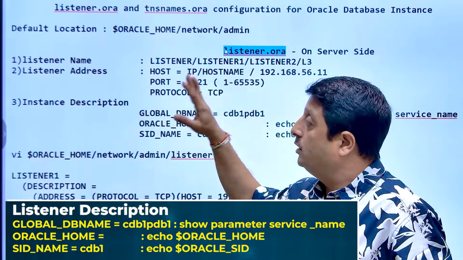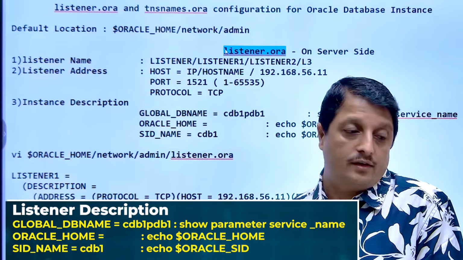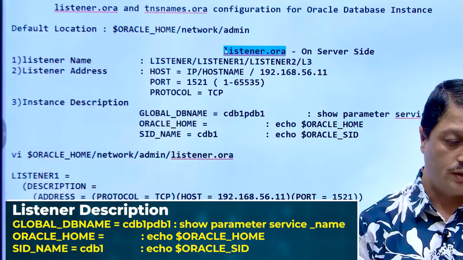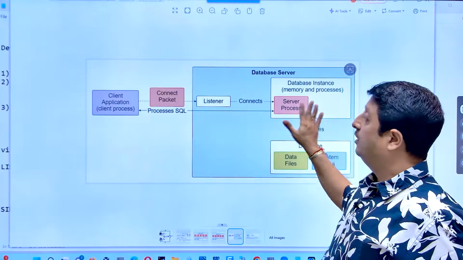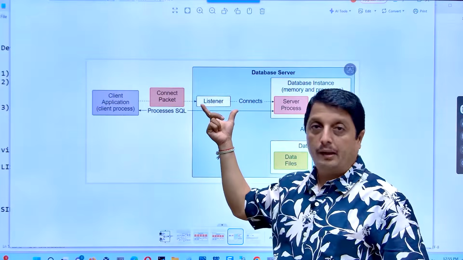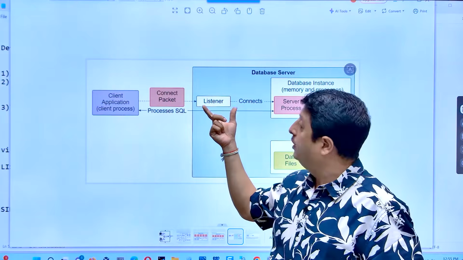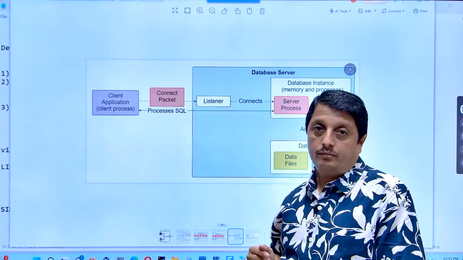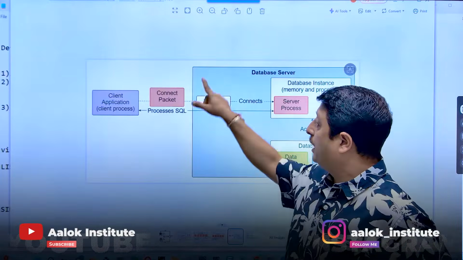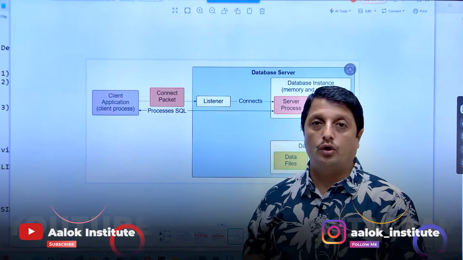Next, the instance description. So whom to redirect? The point we discussed earlier is that it has to redirect the connections to my instance. We first gave the listener name, followed by where it has to listen, on which port number. This is the machine server IP plus the port number you have to mention.